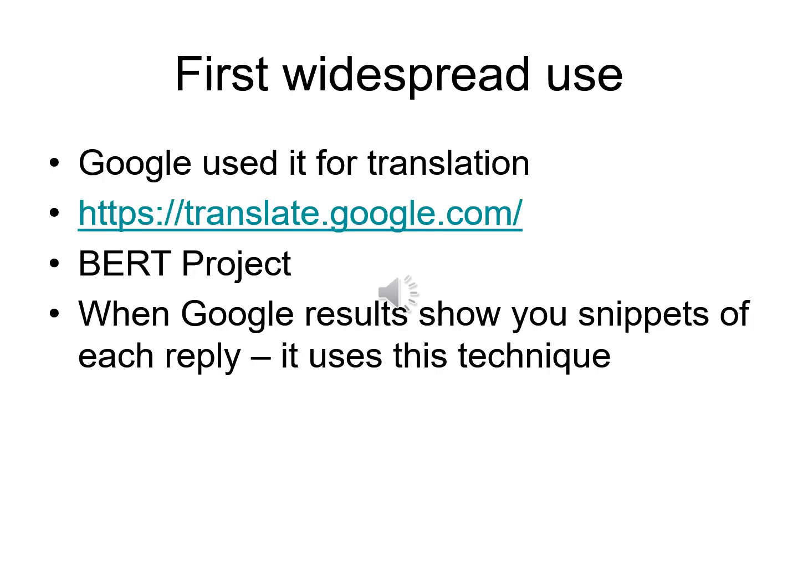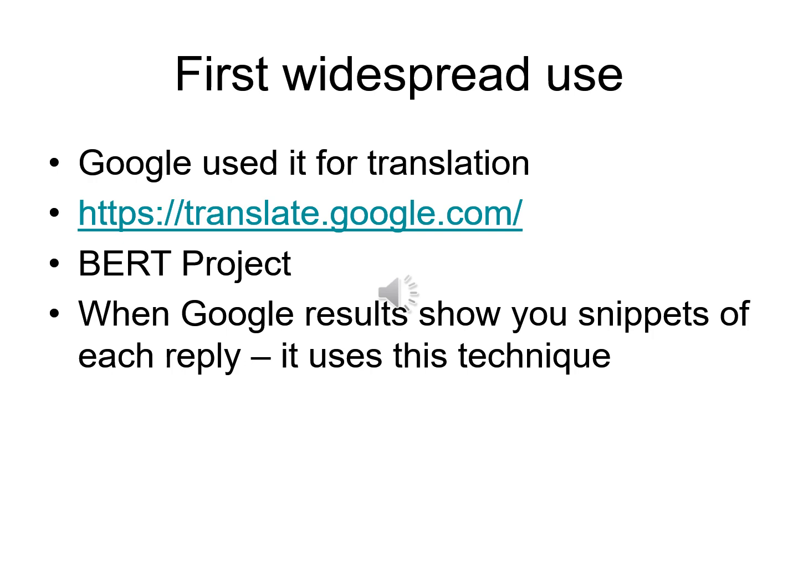The first widespread use of that was by Google itself, not surprisingly. It was used for what they call the BERT project. It shows up when you do a Google search, when you see a snippet with your reply. So it picks up certain words around the word or sequence of words that you are searching for, and in the process of doing that, it actually uses the technique that we have been discussing here.